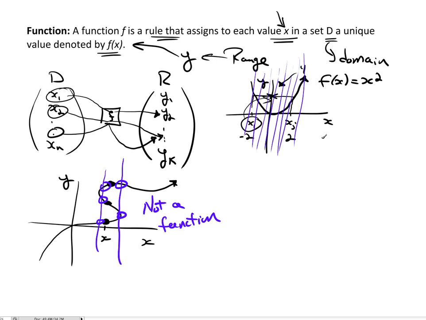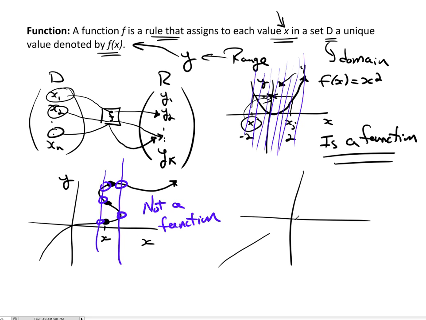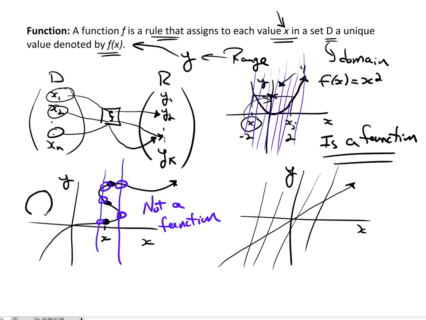Whereas this is a function. A linear function, something like this, is clearly a function. It passes the vertical line test everywhere. A circle is clearly not a function. That fails the vertical line test miserably. So anyway, that's just a really quick review of the idea of what functions are.